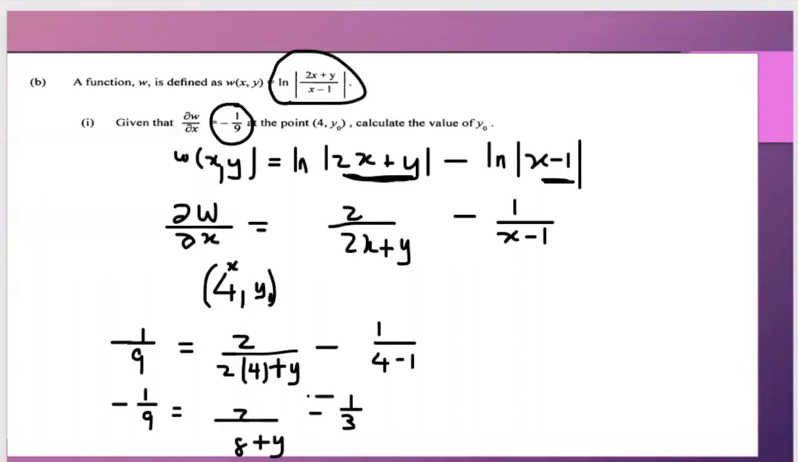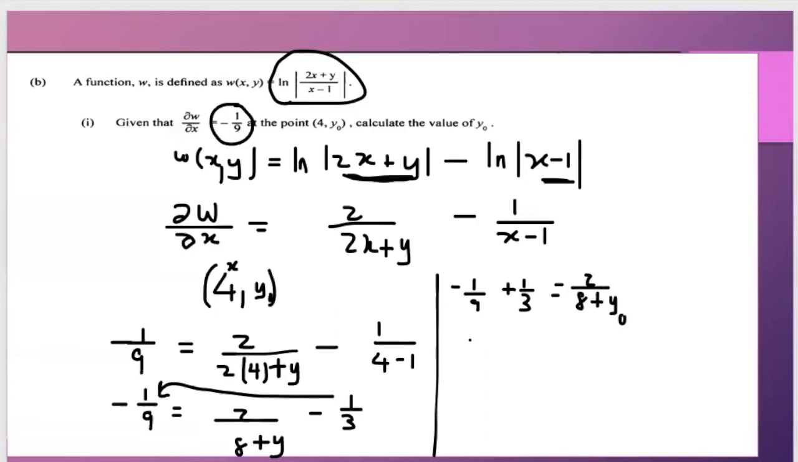Now this constant, we can carry it over to the left. So grouping the like terms, I have -1/9 plus 1/3, and it's equal to 2 over 8 plus y. Now, for -1/9 plus 1/3, let's find the LCM. The LCM is 9. 9 into 9 goes 1 time, so 1 times -1, that's -1. And 3 into 9 goes 3 times, so 3 times 1, that's 3. So -1 plus 3 gives me 2, so I have 2/9 is equal to 2 over 8 plus y.